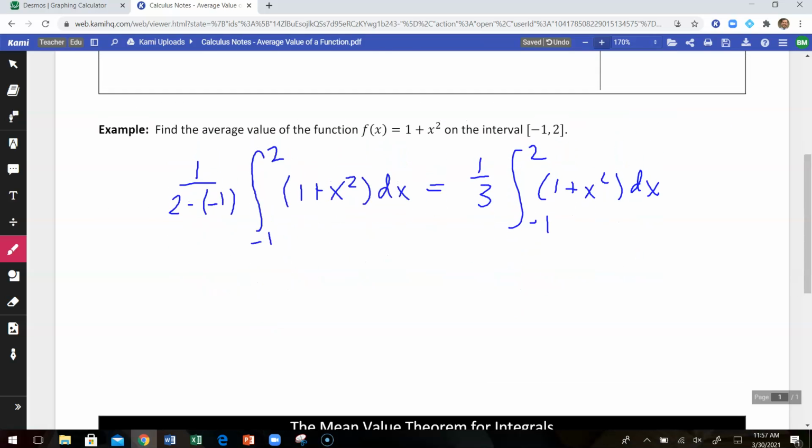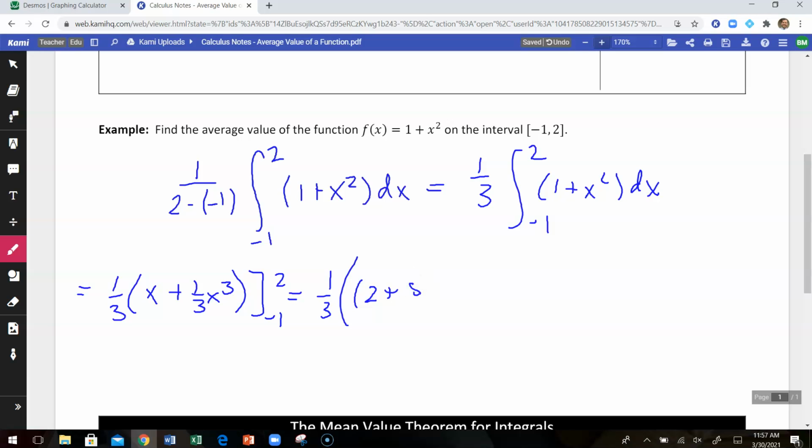And then to evaluate this, keep that 1/3 out front, and then we're just going to do the antiderivative. The antiderivative of 1 would be x, and of x squared would be 1/3 x cubed, and we're going to evaluate that from -1 to 2. I'm just going to keep this 1/3 out front. If I plug in 2, I'm going to get 2 plus 1/3 of 2 cubed. Well, 2 cubed would be 8. A third of that would be 8/3.